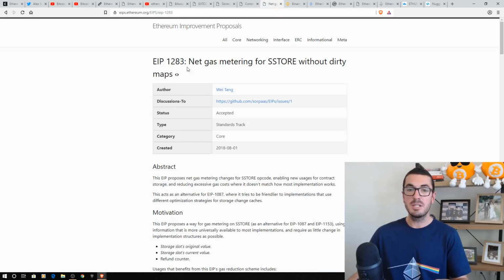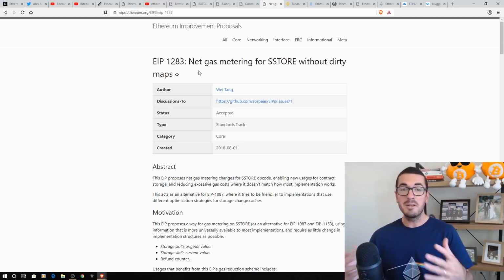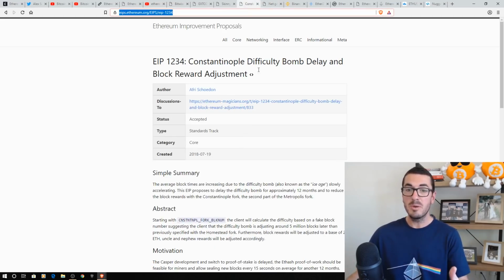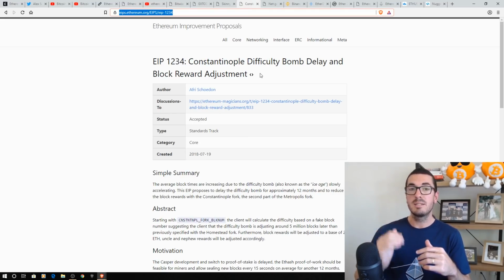And the final change is 1283, so gas metering. This one has to do with reducing the gas costs for data storage for certain contracts, and optimizing memory use on the blockchain. So this is the most technical one. You don't have to understand how this works, or any of them really, just knowing that they're all improving those efficiencies, as well as the big one here, which is reducing that new supply of Ethereum from 3 down to 2.